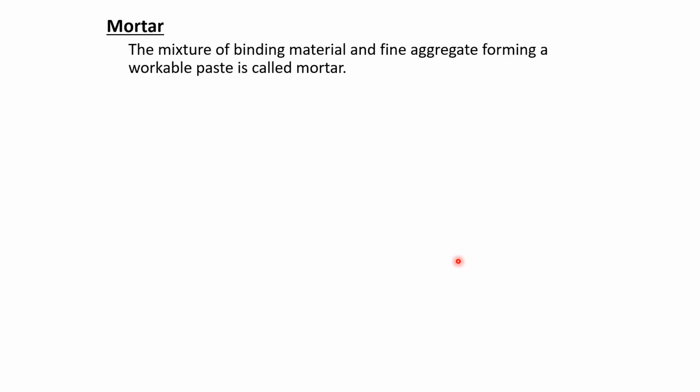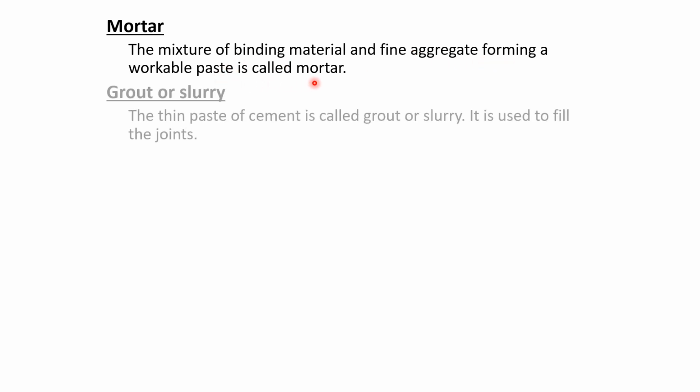Mortar. The mixture of binding material and fine aggregate forming a workable paste is called mortar. With the binding material, that is cement, and fine aggregate, that may be sand, forming a workable paste, that is called mortar. Grout or slurry. The thin paste of cement is called grout or slurry. That is thin or liquid form. It is used to fill the joints. Whenever there are cracks or joints which remain open, they are filled with slurry.